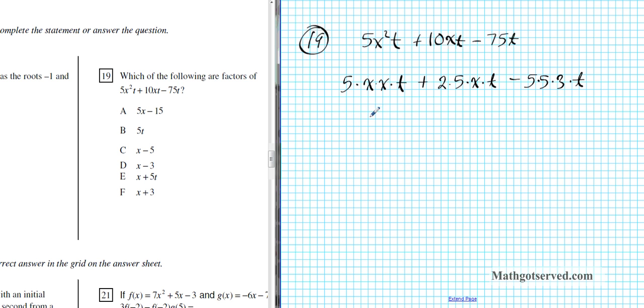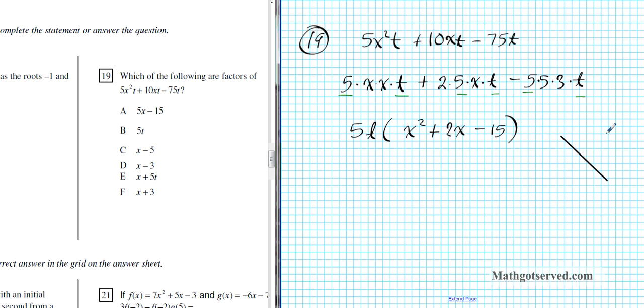So the question is, what's common in all three terms? We have 5, 5, 5 common. So we can factor that out. Take out 5. And then we can also take out t, since t and t are common. So we see that 5t is a factor. All right, we're going to be left with x squared plus 2x minus 15. Okay, so let's factor the inner term in this parenthesis.